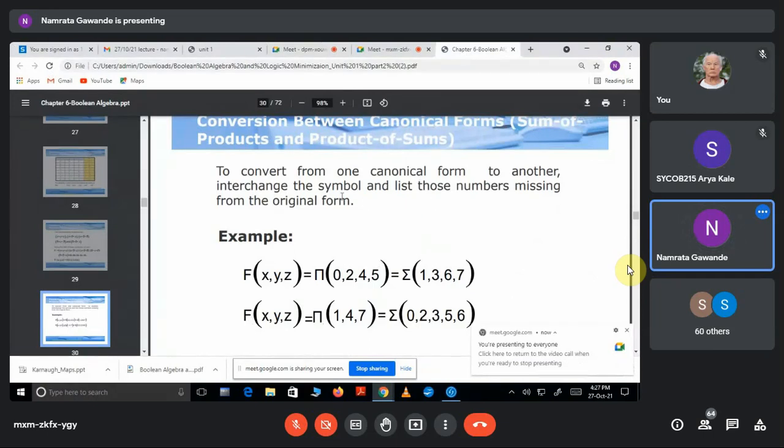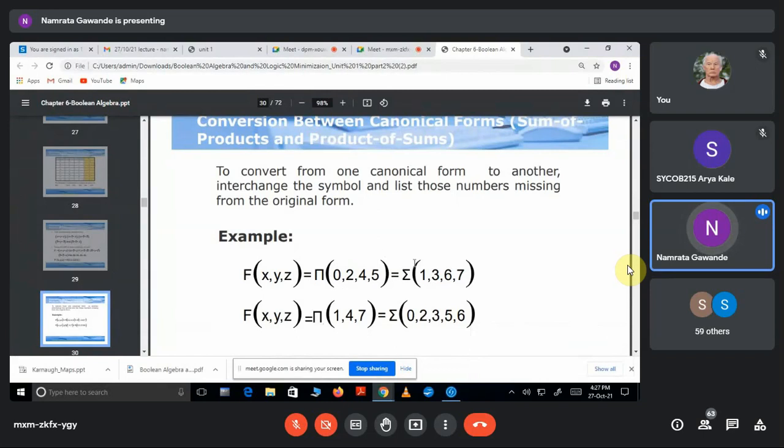Okay, and list those numbers missing from the original form. Now here what you can see, f is a function of 3 variables x, y, z, where Pi of 0, 2, 4, 6 is given, and 0, 2, 4, 5 is given. Pi represents that this is a POS form.